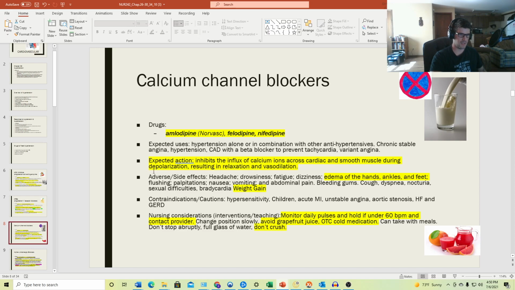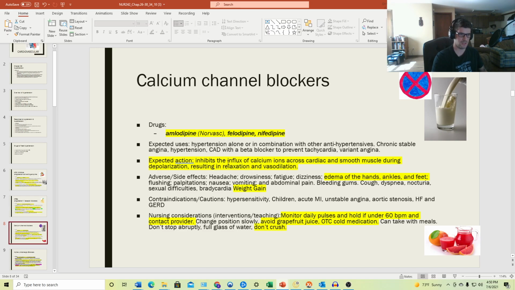But the expected action of the calcium channel blockers, amlodipine and felodipine, and the other pines, expected action is inhibits the influx of calcium ions across cardiac and smooth muscle during depolarization, resulting in relaxation and vasodilation. Again, expected action is inhibits the influx of calcium ions across the cardiac and smooth muscle during depolarization, resulting in relaxation and vasodilation.